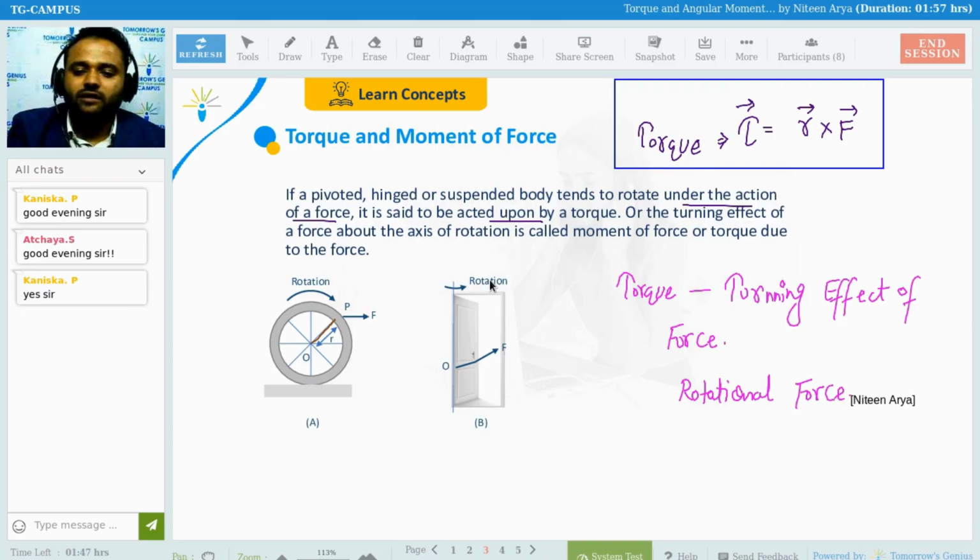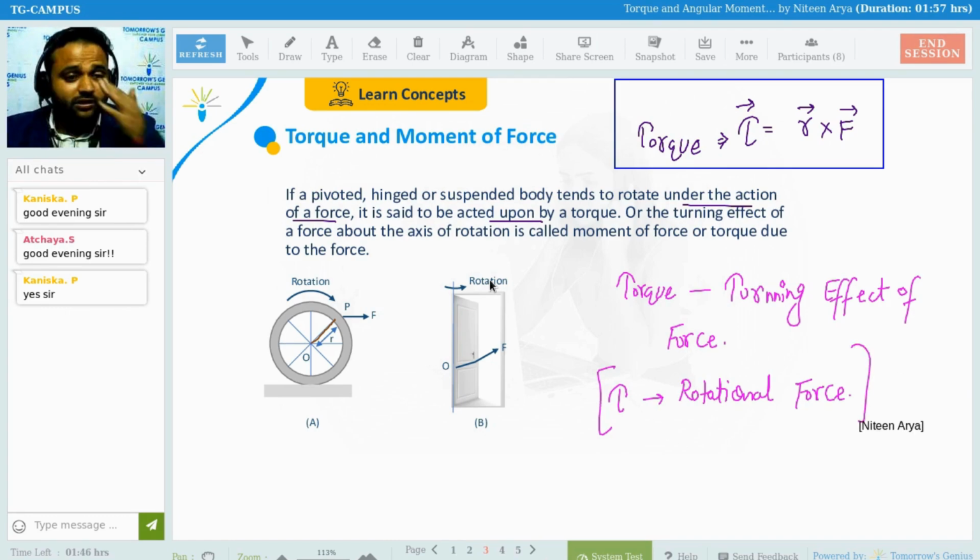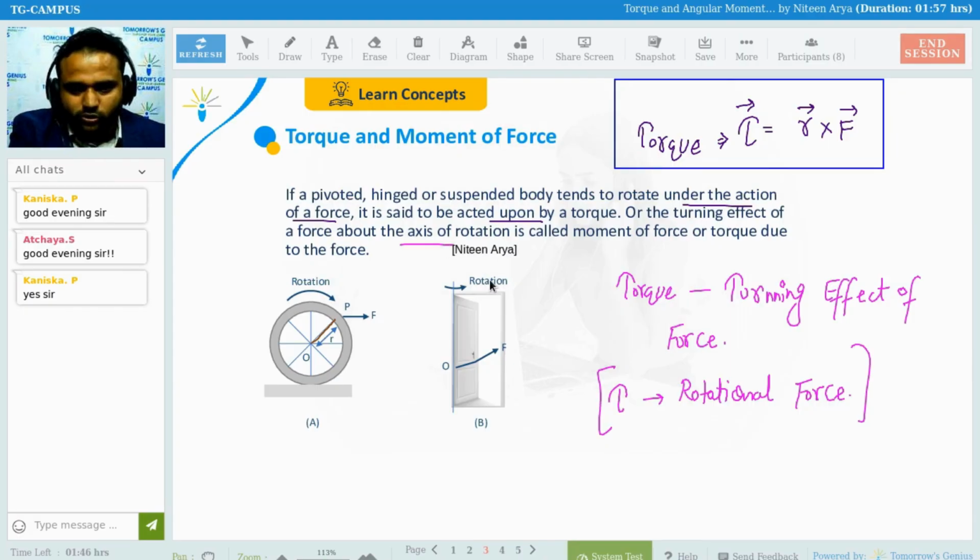So whenever we learn or understand this force in the rotation of a system, rotation of an object, rotation of a body, that particular force, or rotational effect of force, any particular force which is going to rotate your body, which is going to rotate the system or object, that particular thing is known as rotational torque. Clear? So the turning effect of a force about the axis of rotation is called the moment of force, or torque due to the force. Clear everyone? Clear, beta?